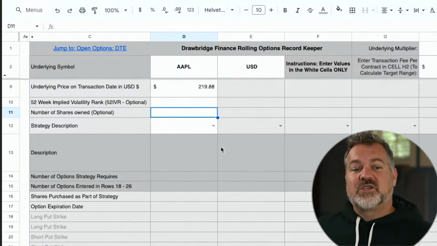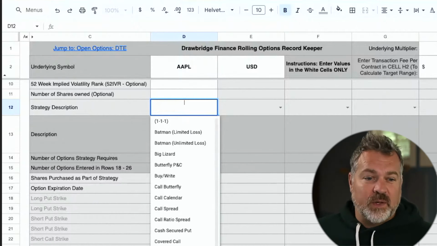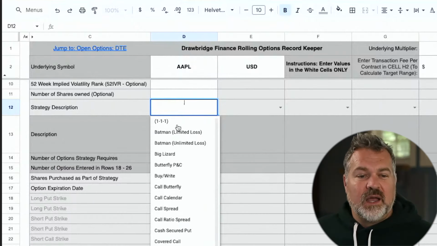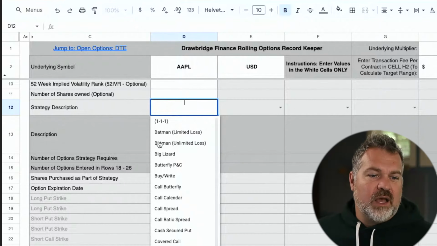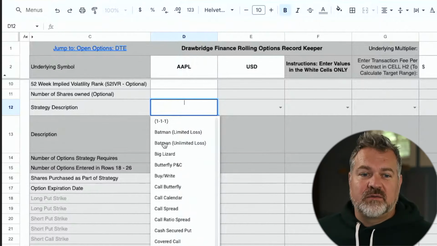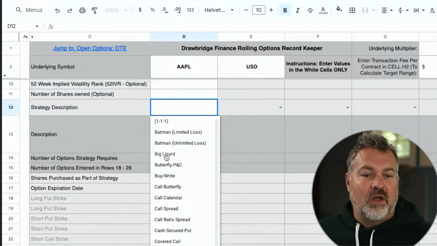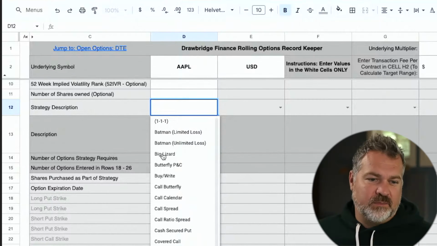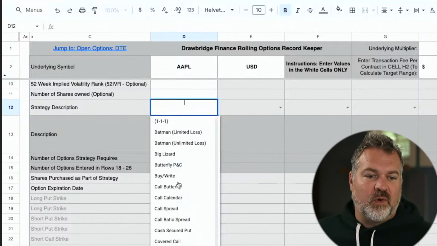And now, what strategies do I typically take? So here's the list of strategies that are fairly typical for me to take. We've got really basic strategies like a 1-1-1. We've got a Batman, which is like a complex iron condor trade. We've got a Batman with unlimited loss, which is kind of a complex ratio spread based on a strangle. We've got a big lizard, which is a bullish trade to the upside, similar to a jade lizard, but with the short puts at the same strikes. We've got a butterfly. We can do puts or calls, broken wing or unbroken, depending on what we want.